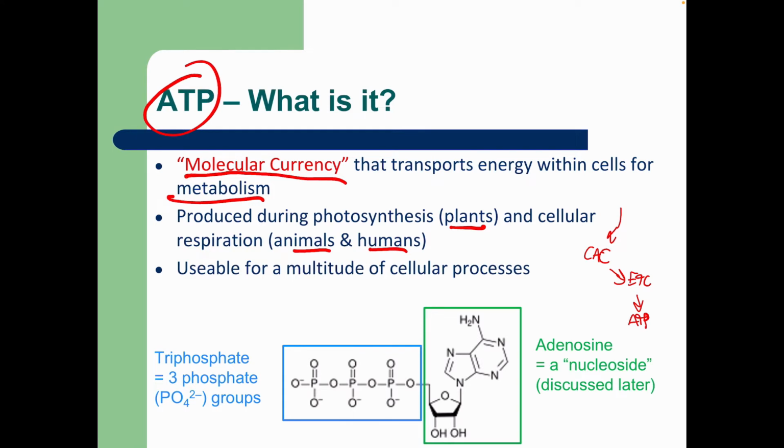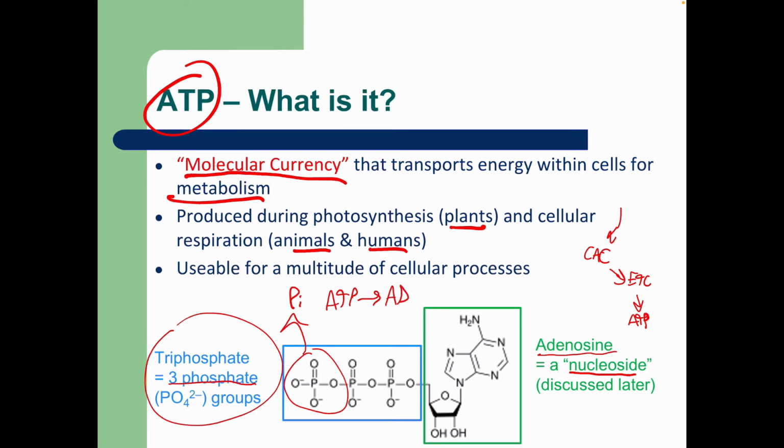So ATP is usable for a multitude of cellular processes. So for example, here's a picture of ATP. So here we have our adenosine molecule, which is a nucleoside, which we've talked about in our biology lectures. And we also have a triphosphate, so that's where it gets its name, which is 3 phosphate groups. So again, when we produce energy, we take off the phosphate groups, and now we have inorganic phosphate there. And ATP becomes ADP and energy. But we'll talk more about this later as well.